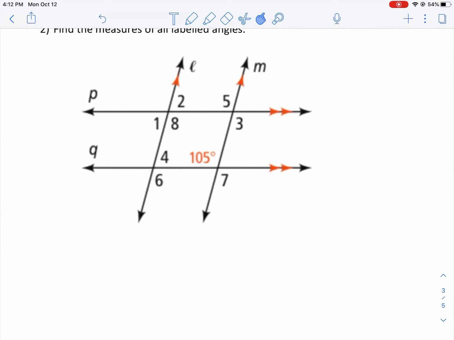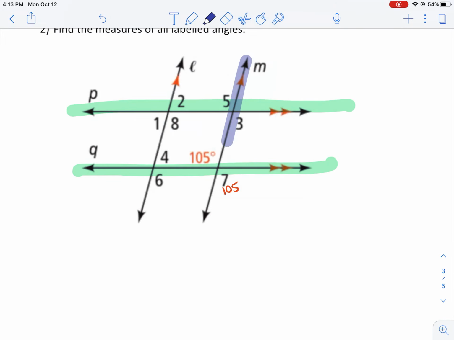Okay, now here I have two different sets of parallel lines, so I'm going to be working on filling in. I only know one of the angles, which is 105. I know that angle 7 is also going to be 105 by the vertical angles theorem. So first I'm going to look at these two parallel lines and use this transversal. So if I'm using that transversal, the only angles that I can be relating are these angles here.